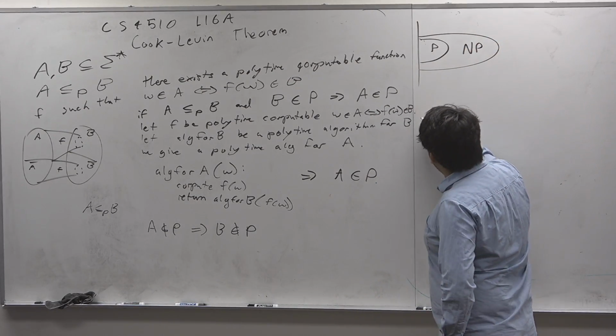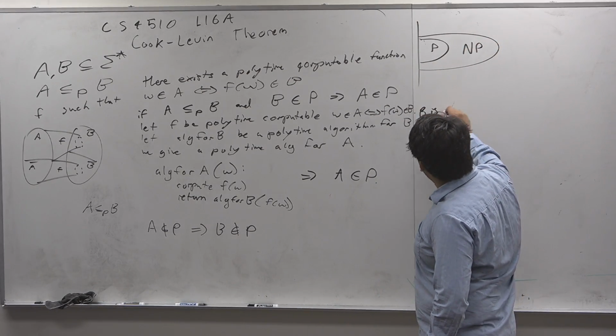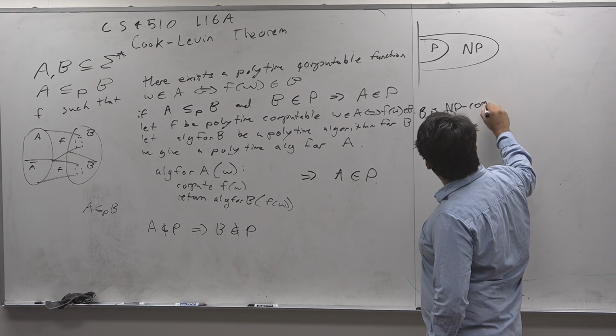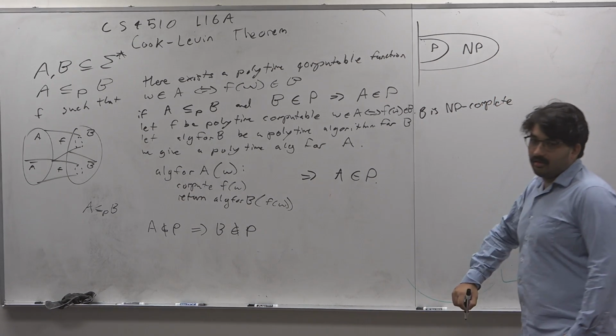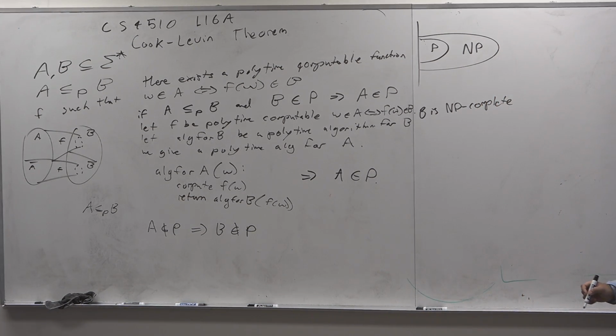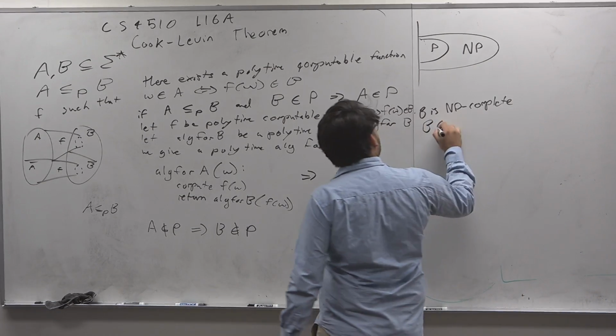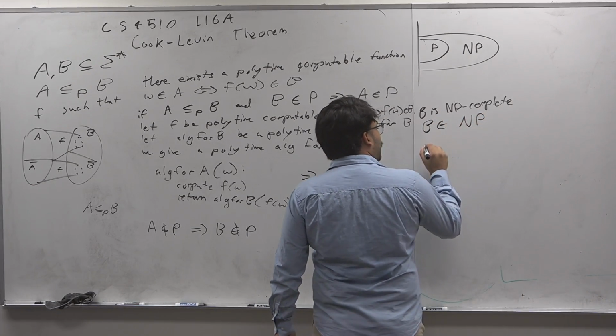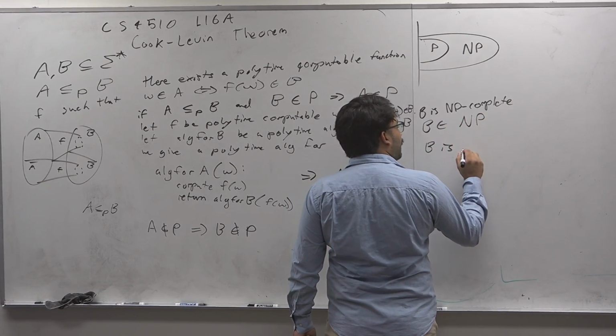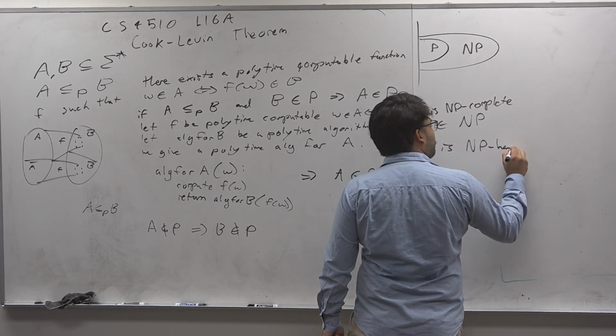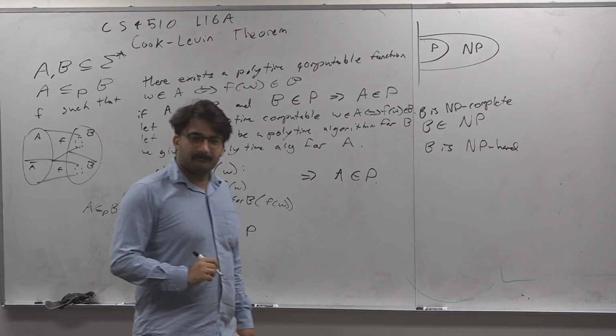The definition of a language, let's say B, is NP complete when what is true? Does anyone remember? This is a trivia question. In NP and it's NP hard. Yes, correct. B is in NP, and B is NP hard. But what does that mean? You remember? It can be reduced from another NP hard problem.